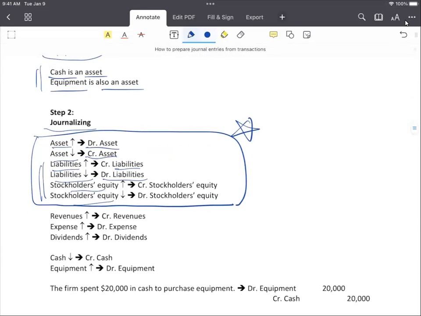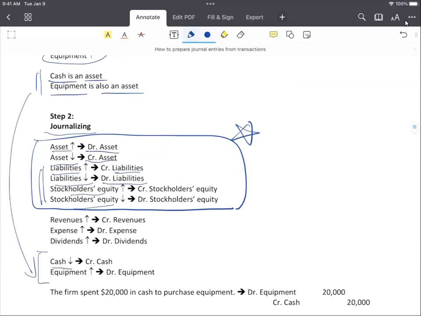Specifically, continuing the previous example, because we have a decrease in cash, and cash is an asset, and a decrease in an asset account is credited, a decrease in cash can be written as credit cash. Similarly, an increase in equipment, because equipment is an asset account, and an increase in an asset account is written as a debit, we would debit equipment.